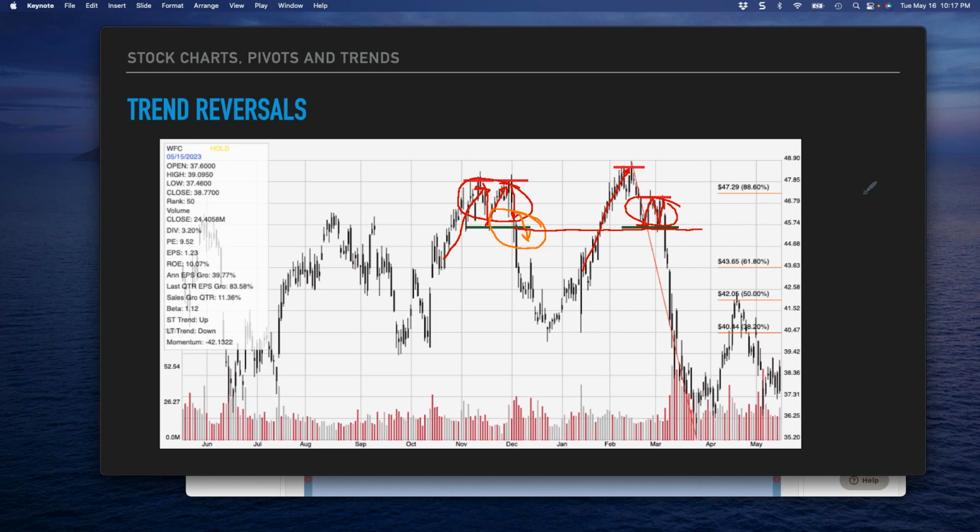So the signal that the trend is about to reverse in bearish fashion, just like it did in December, comes from the break below this major support point. This is the signal. This is a good indication that this trend is about to reverse in a strongly bearish fashion.